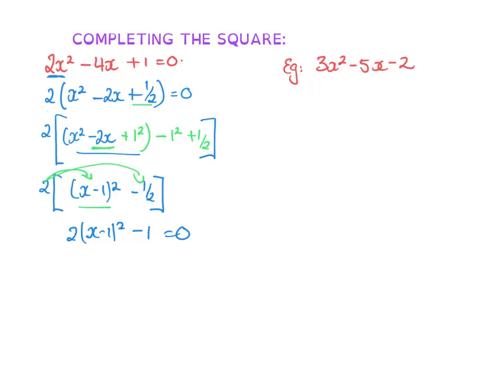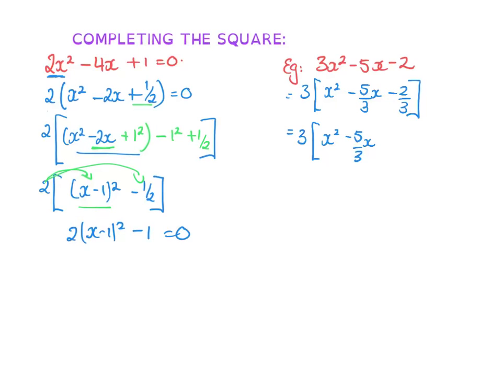Okay, the next one is going to be a little bit harder because we're taking 3 out first. So first we're going to take the 3 out. So we'd be left with x squared. And when you take 3 out, it's like you're dividing, so we'll just divide by 3, like that. Alright, so now we're going to go about completing the square like we normally do. So we'd have x squared minus 5 over 3x.